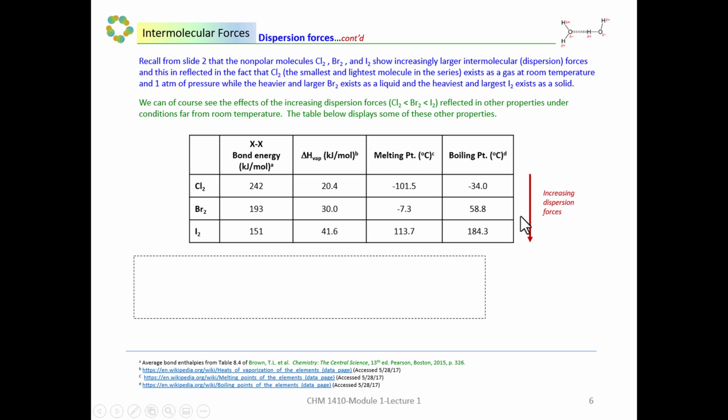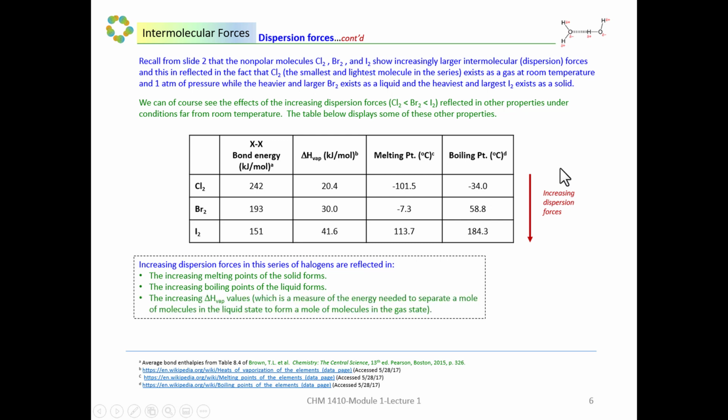So we'll restate that again right here. The increasing dispersion forces in this series are reflected in the fact that the melting points of the solid forms increase, the boiling points of the liquid forms increase, going from chlorine to bromine to iodine. The delta H of vaporization values, which remember is a measure of the energy needed to separate a mole of molecules in the liquid state to form a mole of molecules in the gaseous state, those increase, going from chlorine to bromine to iodine.